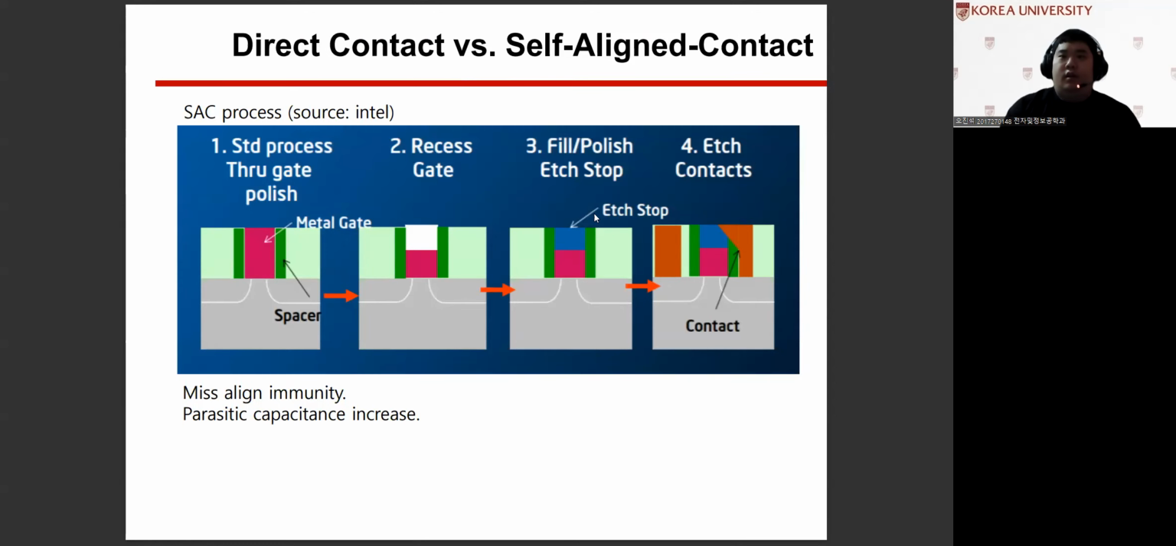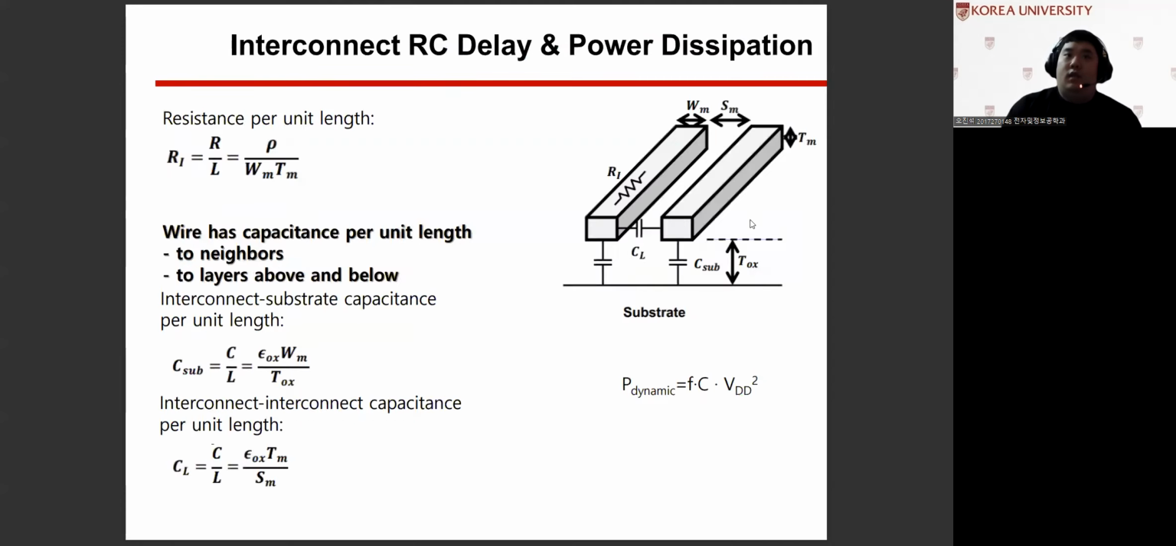There is another way to make better contact, that is self-aligned contact. With the self-aligned process, we can make the devices work even with the overlay problem. However, the overall performance will be worse.